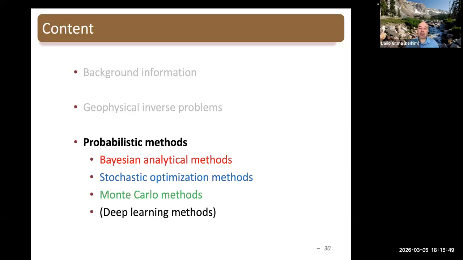Then we have stochastic optimization methods. The idea of stochastic optimization is that we create a set of realizations and then we update these realizations, or optimize them, based on the data that we measure.